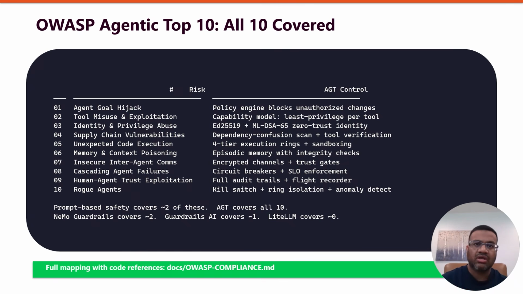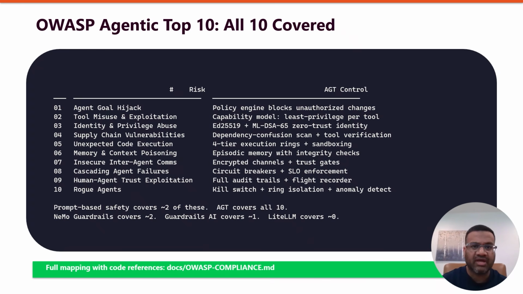ASI05, unexpected code execution. AGT's 4-tier ring sandbox execution. ASI06, memory poisoning. AGT verifies episodic memory integrity. ASI07, insecure inter-agent communication. AGT encrypts channels and enforces trust gates. ASI08, cascading failures. Circuit breakers and SLO enforcement prevent one agent's failure from taking down your fleet. ASI09, human agent trust exploitation, full Merkle chain audit trails. ASI10, rogue agents, kill switch, ring isolation, anomaly detection.